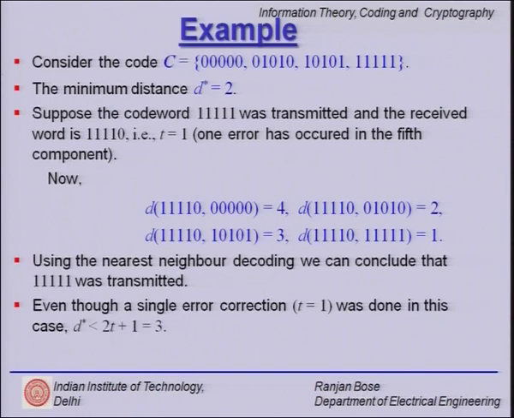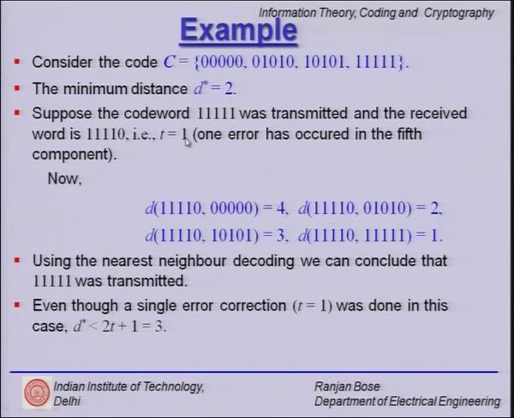Now, please note that D star is 2. So, in principle we should not be able to correct a single error, because D star should be greater than or equal to 2 t plus 1. Here t is 1. So, D star should be at least 3 to correct one error, but we have been able to correct one error. But this is not true in general. So, some special cases you can correct.